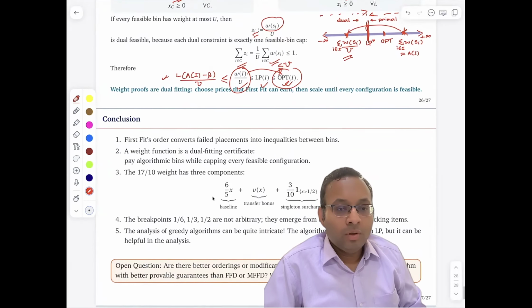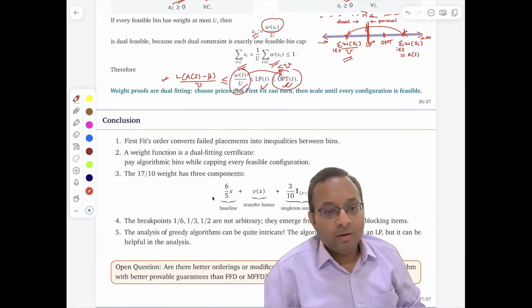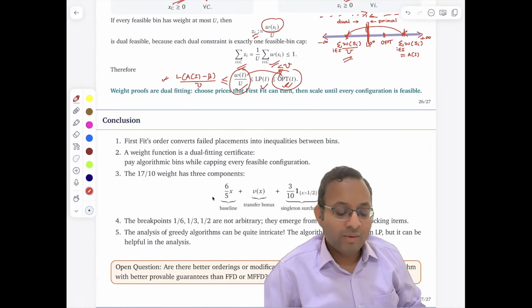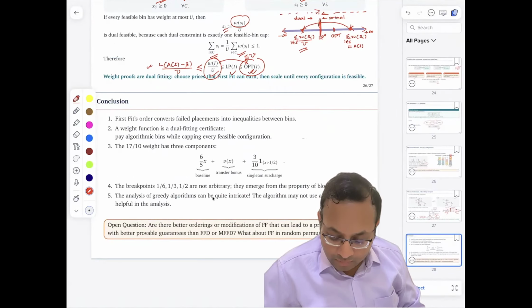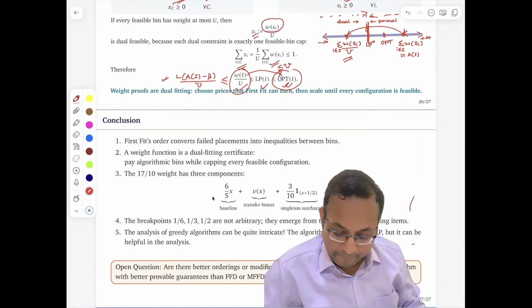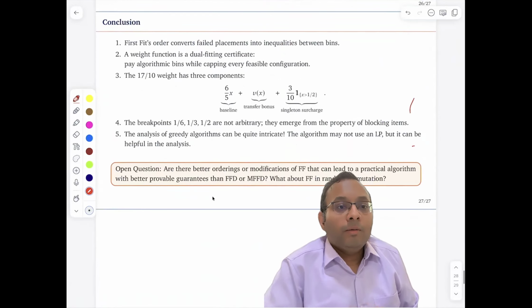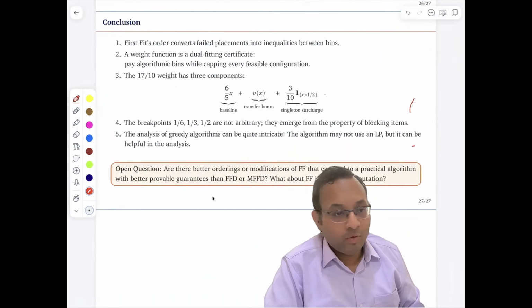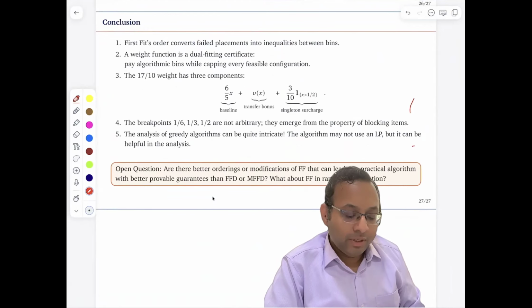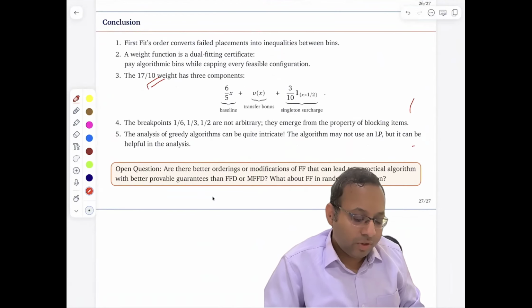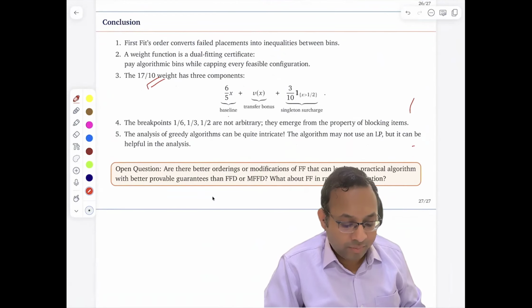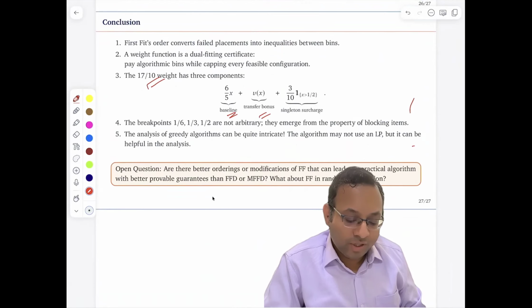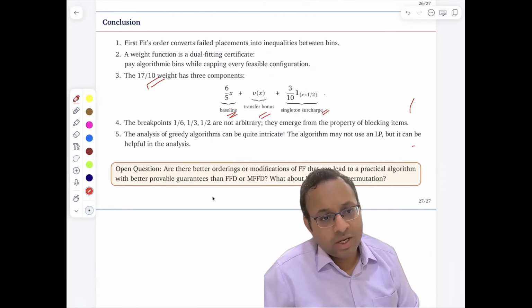So let's conclude now. We have seen this first fit algorithm, and we understood that if an item we are not able to put, then that infeasibility is giving us inequalities which will help us improve the guarantees. The weight function can be thought of as a dual fitting certificate. And the 17 by 10 weights that we saw have three parts. One is some baseline, there is some transfer bonus, which we're transferring from the items in the next bins. And for singleton items, we use some extra surcharge.